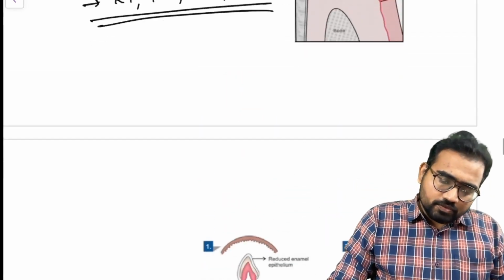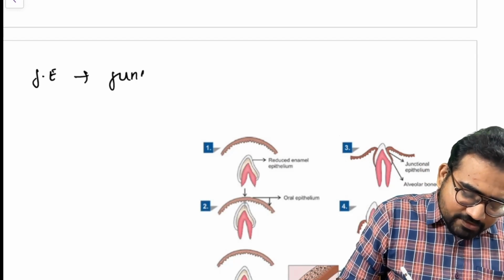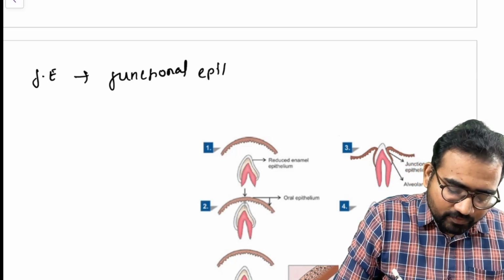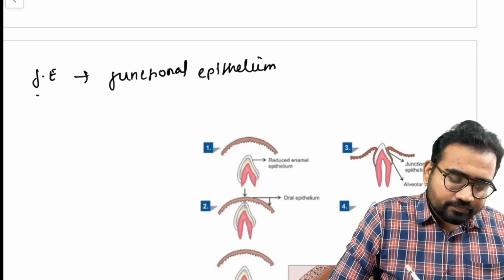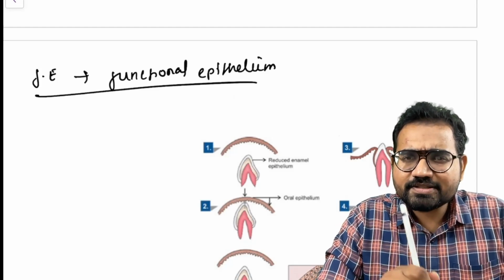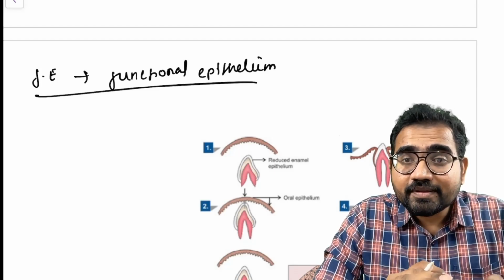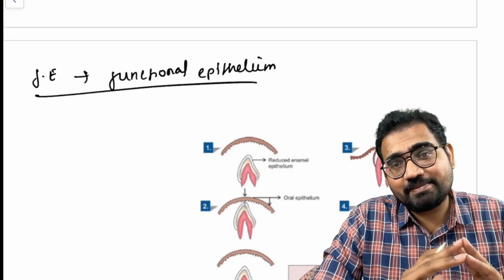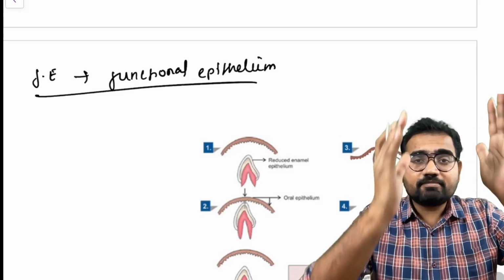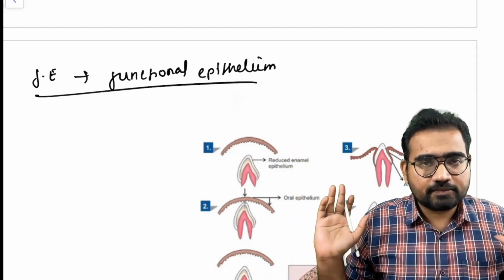Now coming to junctional epithelium. Junctional epithelium is very important, and it is very easy as well. I'll tell you how. We do periodontal probing, right? Where does the probe hit? The probe hits exactly at the coronal portion of the junctional epithelium. So whenever the junctional epithelium migrates down, the pocket will have increased probing depth.